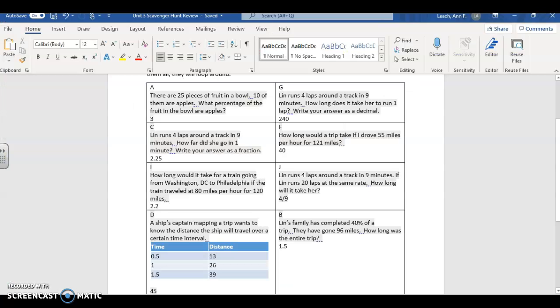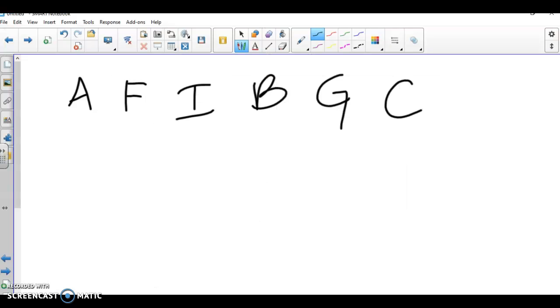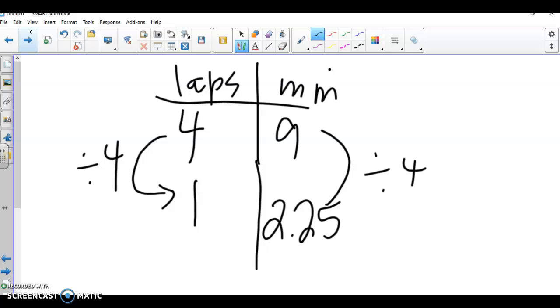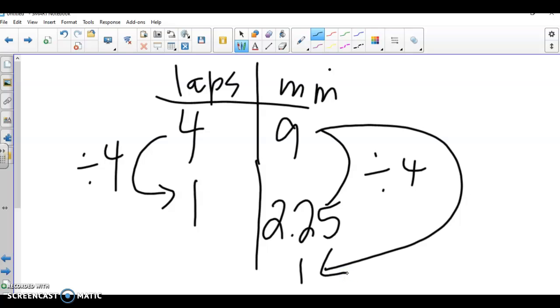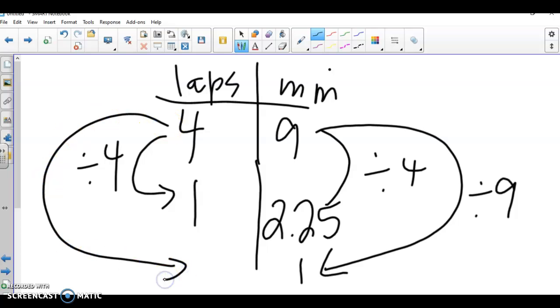C says, Lynn runs 4 laps in 9 minutes. How far does she go in 1 minute? Write your answer as a fraction. All right, so let's take a look at 1 minute. We have the same thing right here, but instead of how much 1 lap in 2.25 minutes, we're going to find 1 minute and find out how many laps she can run. Well, she only has 1 minute, so she's going to go very little laps. But I'm going to go from 9 all the way down to 1, and 9 divided by 9 is 1. Over here, I'm going to do the same thing. 4 divided by 9 is 4 ninths.